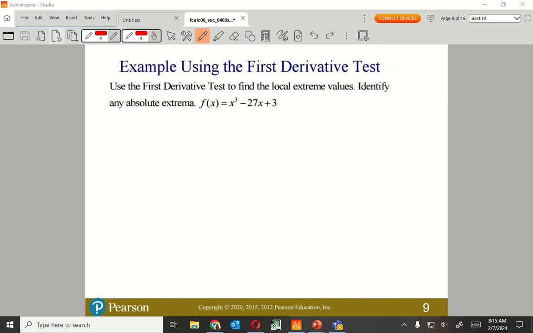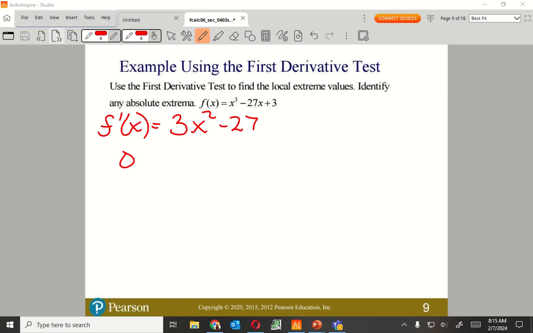Use the first derivative test to find the local extreme values and identify any absolute extrema. We're going to take the first derivative. So f prime of x is going to give me 3x squared minus 27, right? From here, I need to find where my derivative is equal to 0. That's the first thing I do. Find where my derivative is equal to 0, and that's where I can plug in my points in between.